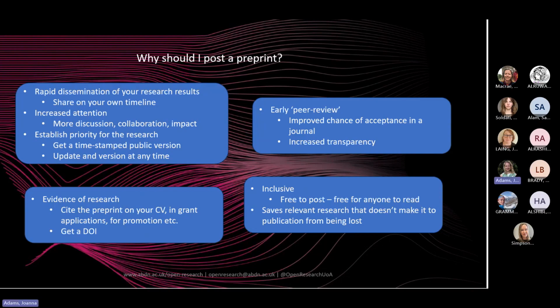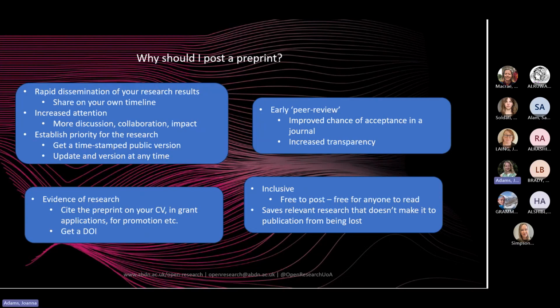You will benefit as well from a sort of early peer review, and using preprints often improves the chances of your article being accepted in a journal, because it opens up that discussion and people make comments, you can keep revising the article. And often editors will use preprint servers to identify interesting articles, and you might be asked to submit to a journal because of your preprint.